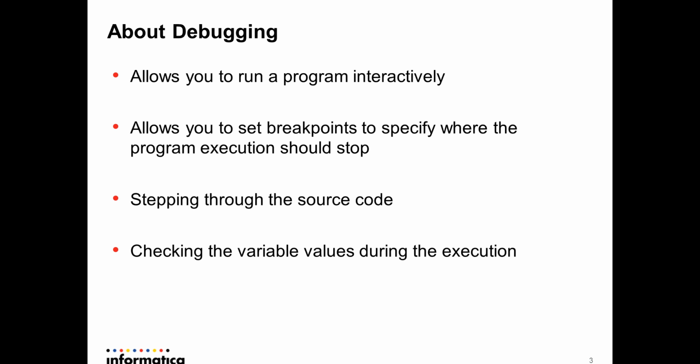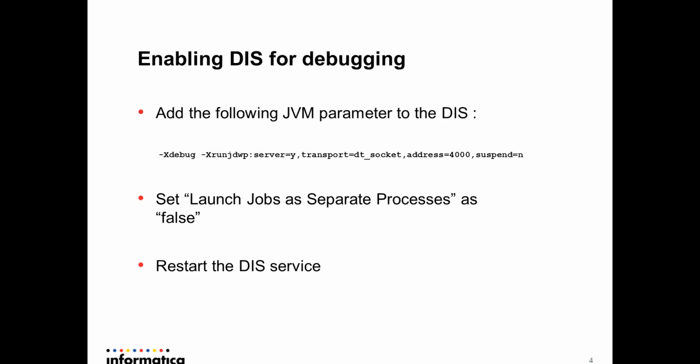So let's see how we can enable debugging on the data integration service first. For the data integration service, you need to add a JVM parameter, which is -Xdebug and -Xrunjdwp. When you add the Xdebug option, it tells the virtual machine to enable debugging support. And when you set the runjdwp option, it will load a JPDA reference implementation of the JDWP, and it will enable you to set options on top of that.